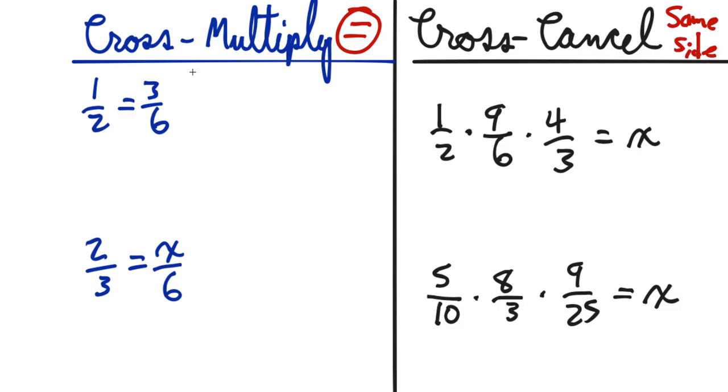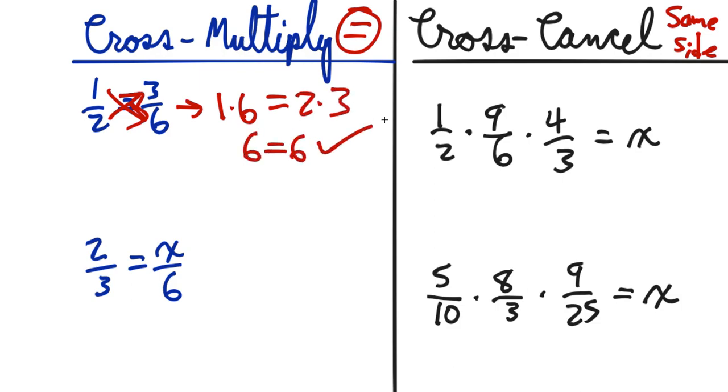Okay, let's do cross multiply in action. What does this mean? I'm going to go whoosh, whoosh. So this would be 1 times 6 equals, and then we multiply the other diagonal, 2 times 3, and we're like, yeah, 6 equals 6. Cool beans, that works. Let's do this: 2 over 3 equals x over 6.